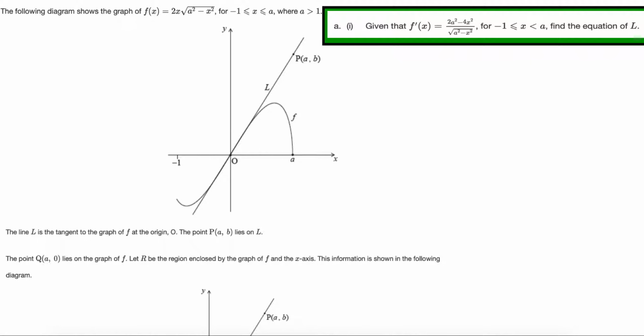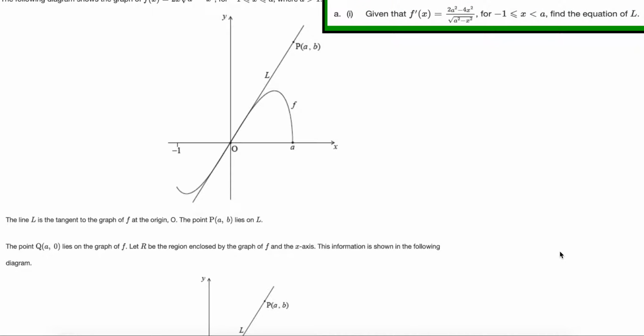I'm going to go through a past paper question from 2016 May. It's time zone 2, and this is a paper 1 question. It's question 10 from that paper. So quite a long question, and it mainly focuses on calculus.